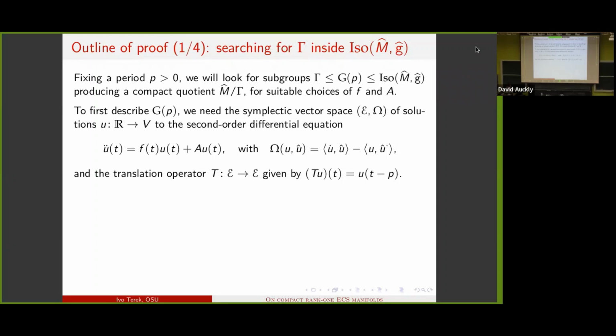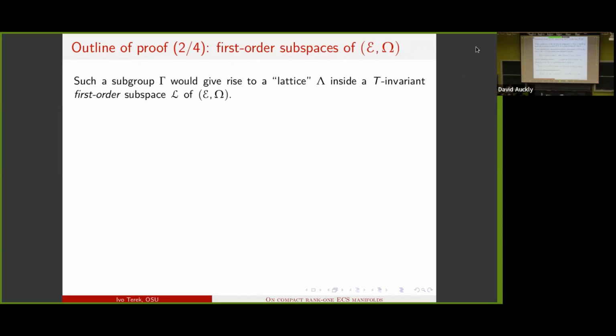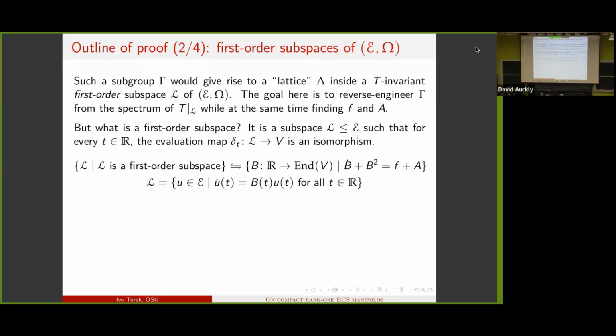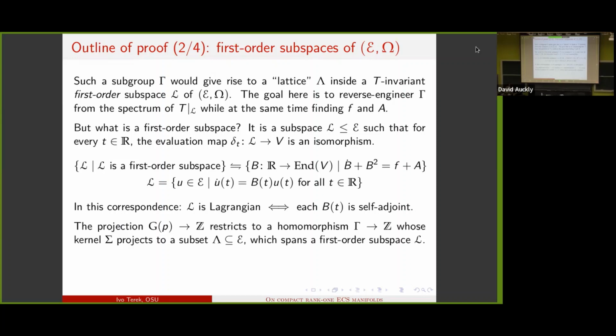this thing here, you can actually see that those spaces, first order subspaces, which by construction have dimension equal to half of the dimension of E, turn out to be Lagrangian if and only if each B of T is self-adjoint. Okay? Now, once this is done, this projection onto the first factor, because recall that GP is, as a set, Z cross R cross E.